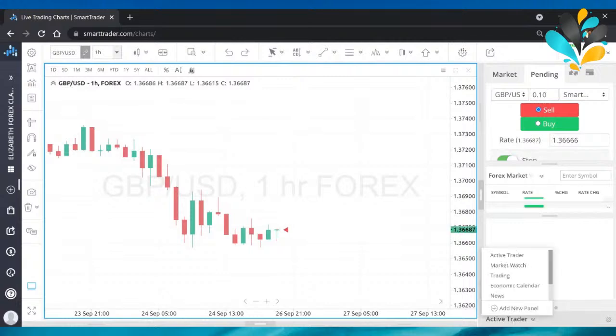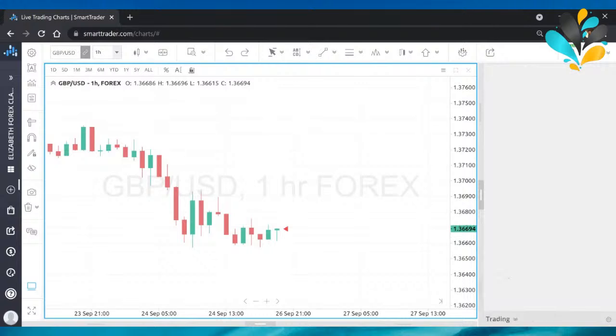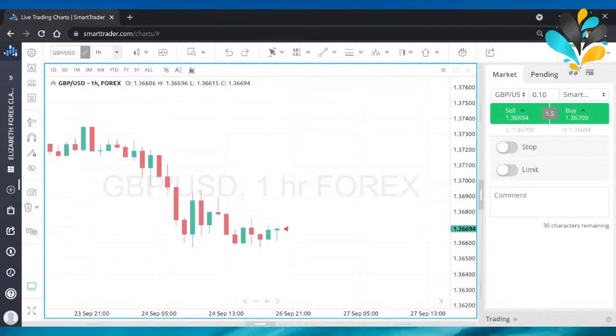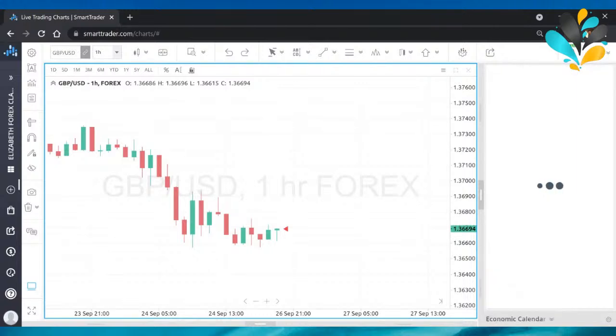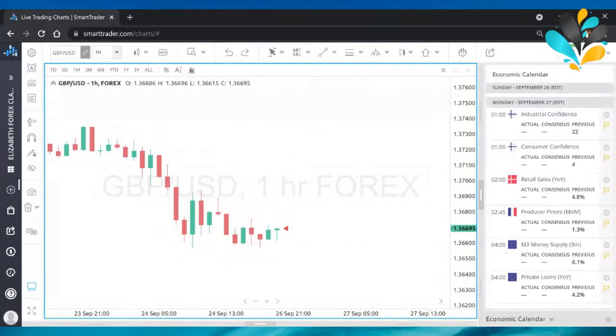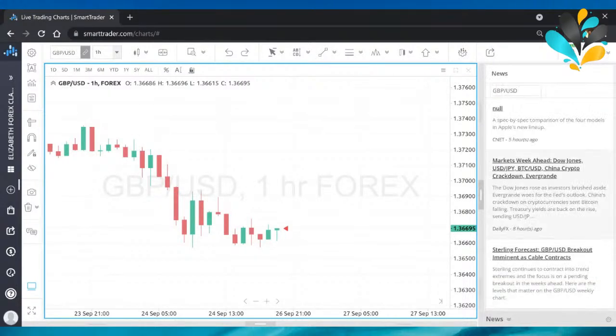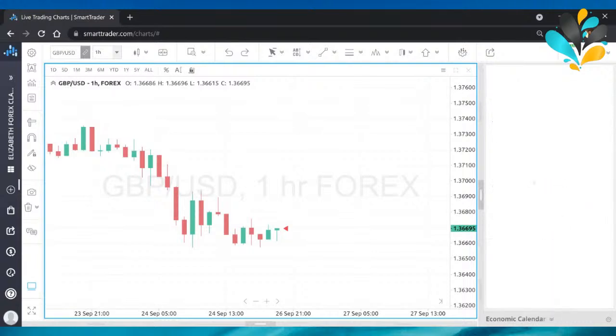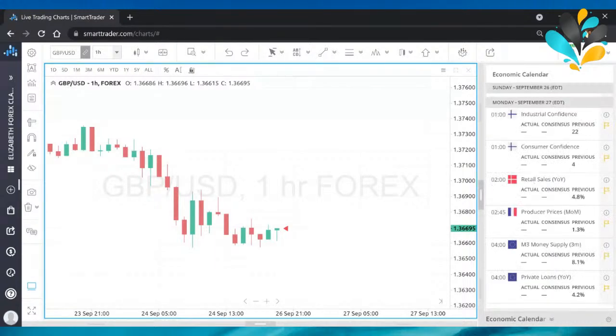So from Active Trader, if you click on that, you can add a new panel. You can access Active Trader, which is this to the top, the Market Watch, which is this to the bottom, Trading, the Economic Calendar, which would be the news, or just straight up news. So the Economic Calendar allows you to see what news is coming up and which currency pair it's going to affect.